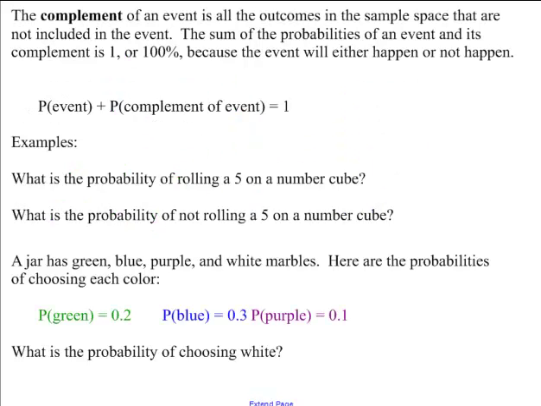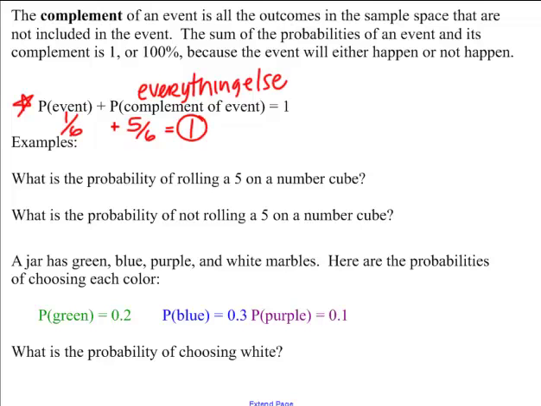So here's another formula. The probability of an event plus the probability of the complement, like everything else, has to give you 1. And that's because all of our probabilities have to total 100%. So on a dice, we have those 6 different options. The probability of rolling a 3 is 1 out of 6. And the probability of rolling everything else is 5 out of 6. And that adds up to 1.